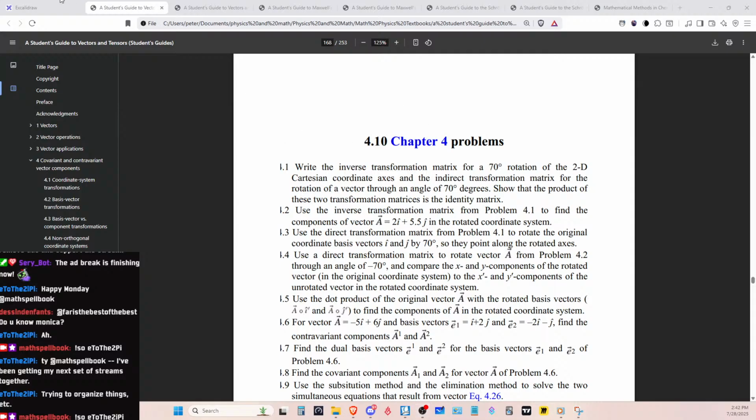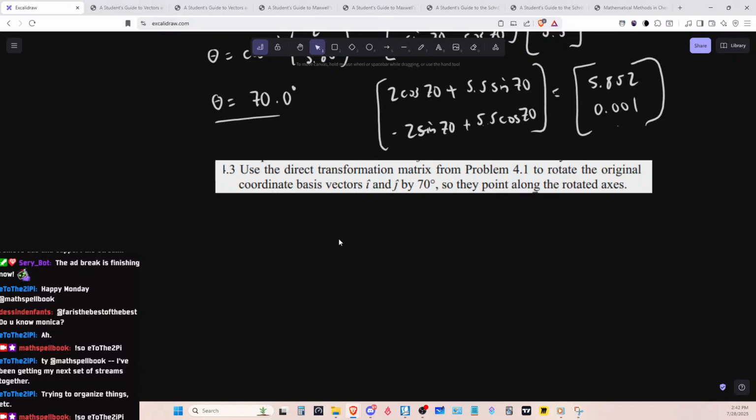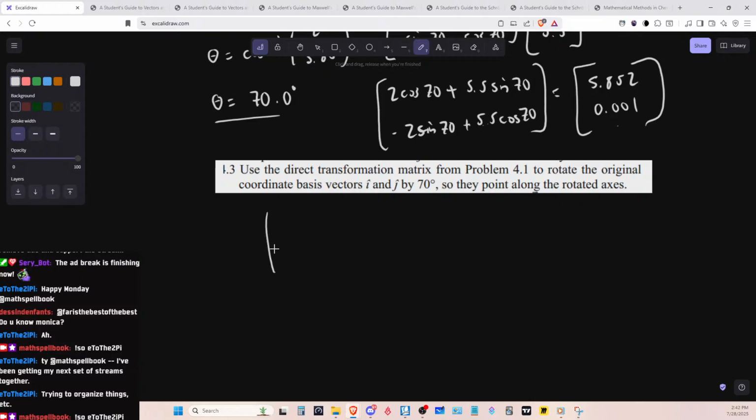Okay, so where were we? Oh yeah, I think we were on number 3. Use the direct transformation matrix from problem 4.1 to rotate the original coordinate basis by 70 degrees. Okay. All right. So we have to do this. So cosine, and I think this is negative sine, and then sine 70, cosine.